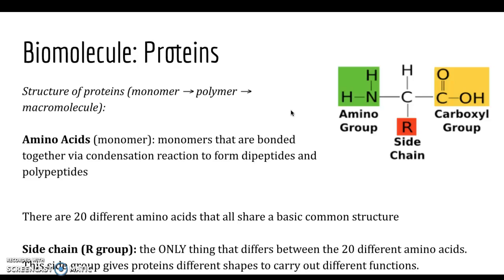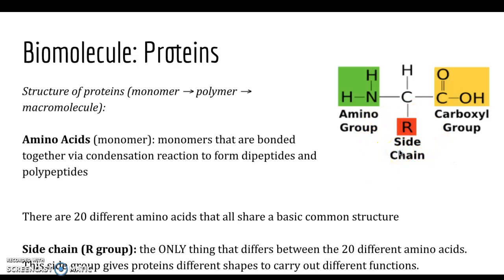Proteins, their structure is monomer, then polymer, then macromolecule. So the monomer of a protein is called an amino acid. All right, so this is an example of an amino acid. Amino acids have an amino group, a carboxyl group, and a side chain. Remember, every side chain is different for every single amino acid.